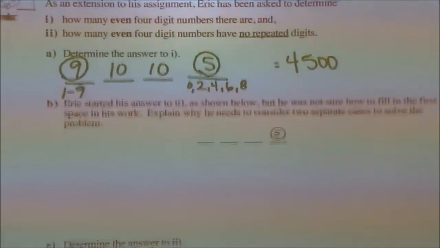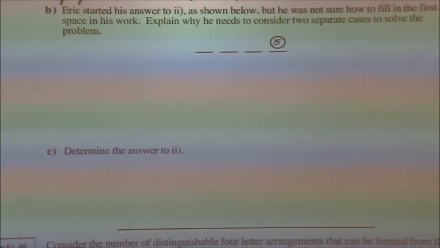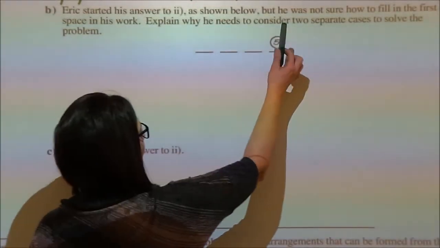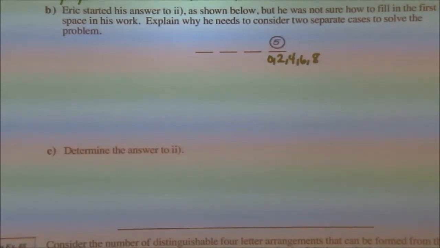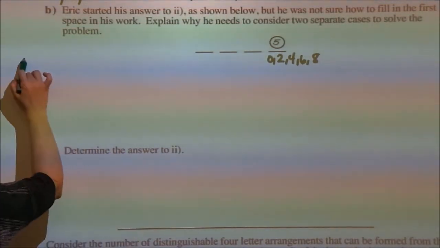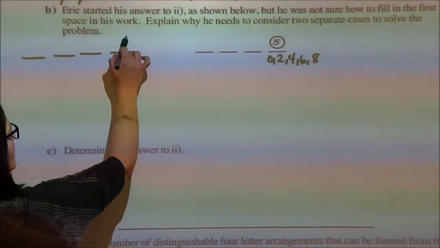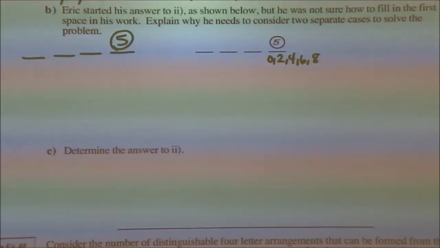Now, Eric started his work on part 2, as shown below. He put in his 5, because the last digit has to be a 0, 2, 4, 6, or 8, but then he got stuck. He didn't know where to go after this part, because he needs to consider 2 separate cases with the repeats. Who can tell me what are the 2 possibilities that he can have?